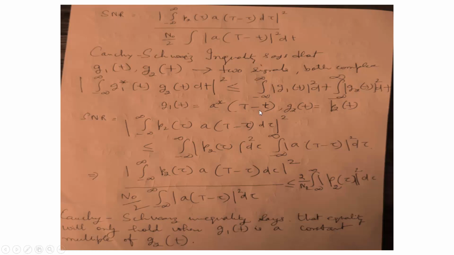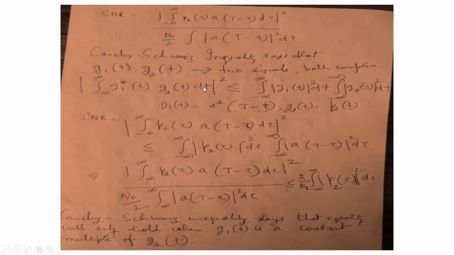So if I replace these in this expression, putting A star(T minus t) in place of G1(t) and G2(t) equal to P2(t), then use the Cauchy-Schwarz inequality. What is my G(t)? G(t) is P2(t), so I can put P2(tau) here in place of t. And what is my G1 star? G1(t) equals A star, so since star is already there, this star will go from A. So we will get the magnitude squared of the integral of P2(tau) A(T minus tau) d tau.